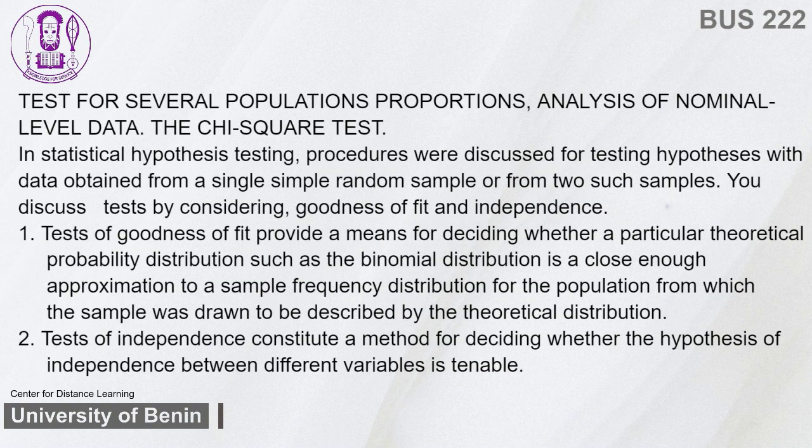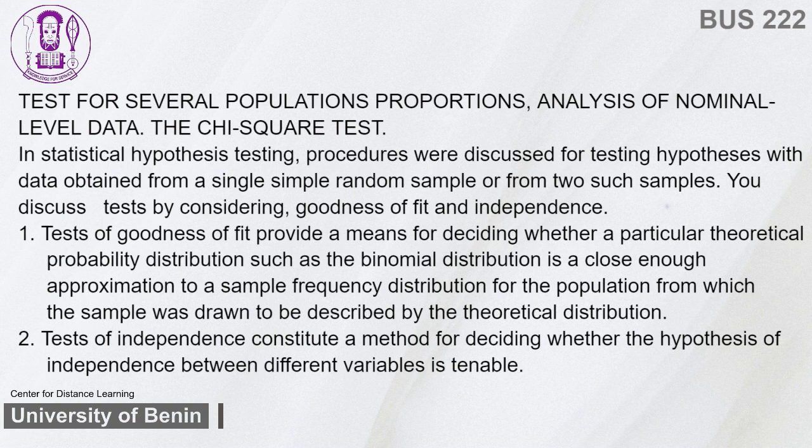Test for several population proportions, analysis of nominal level data. The chi-square test. In statistical hypothesis testing, procedures were discussed for testing hypotheses with data obtained from a single simple random sample or from 2 such samples. You discuss tests by considering the goodness of fit and independence.